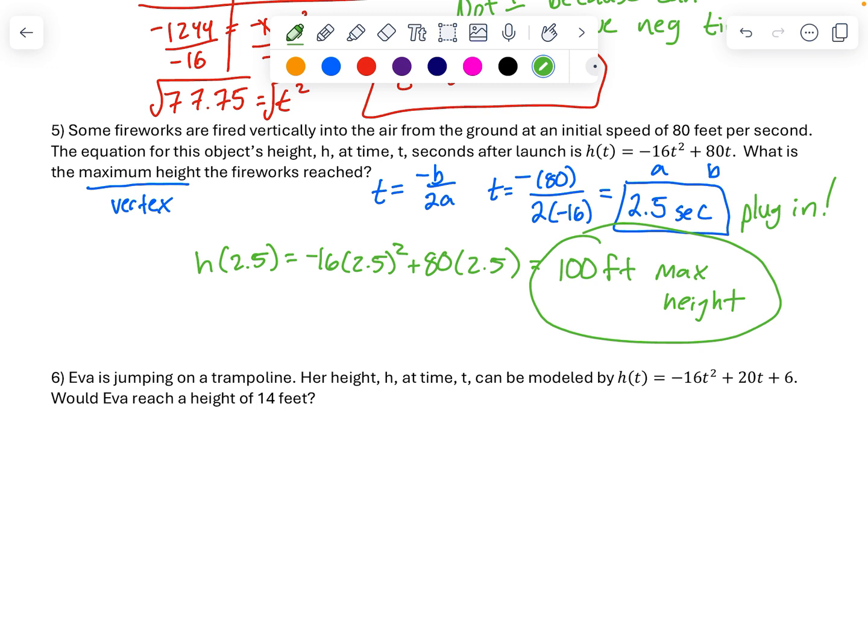So when it asks for maximum height, it's kind of two steps. You first have to find the time, then you have to use that to find the height. So this vertex formula is an important one to know.